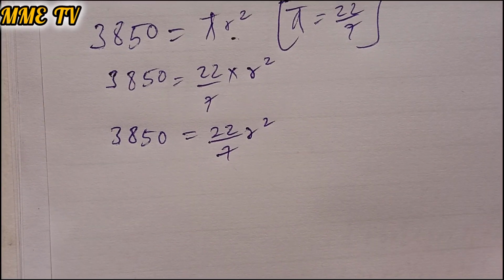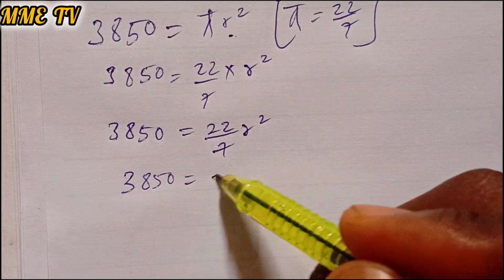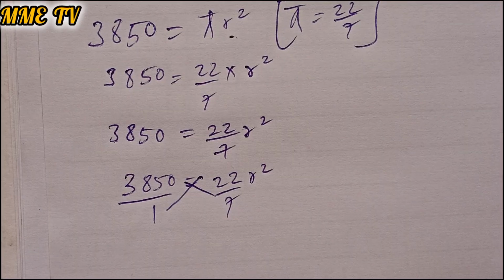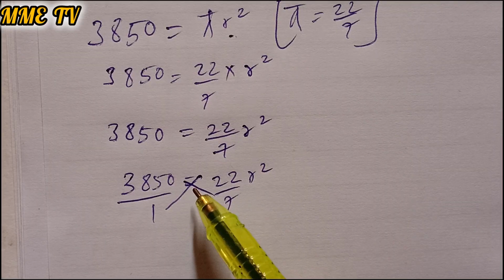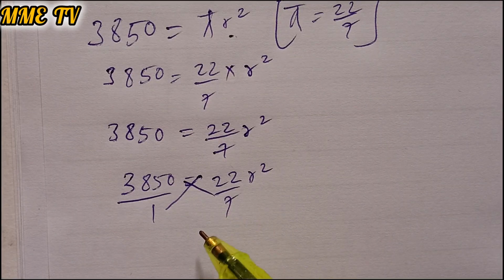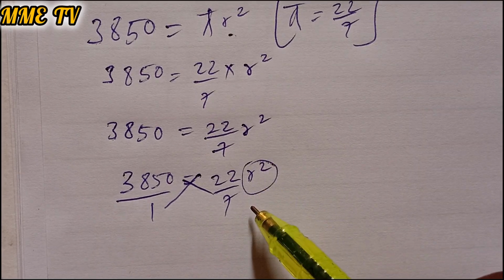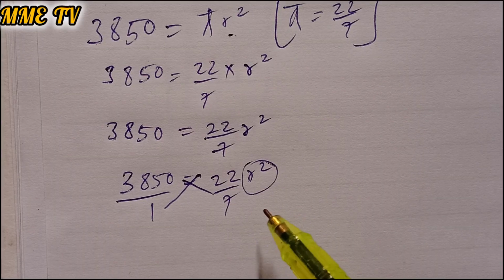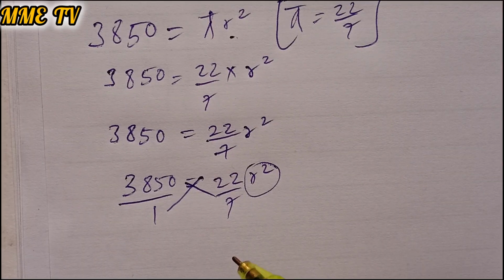So what do you do next? You say 3850 is equal to 22/7 r squared over 1. You cross multiply. Whenever you have numbers facing each other with an equality sign in between them, you cross multiply them to get the actual value. Remember that this r raised to power of 2 is an unknown, so that's what we're looking for. Then how do we find it ourselves? It's extremely simple. But in finding this, you have to be very meticulous. You have to be very, very careful about doing it.